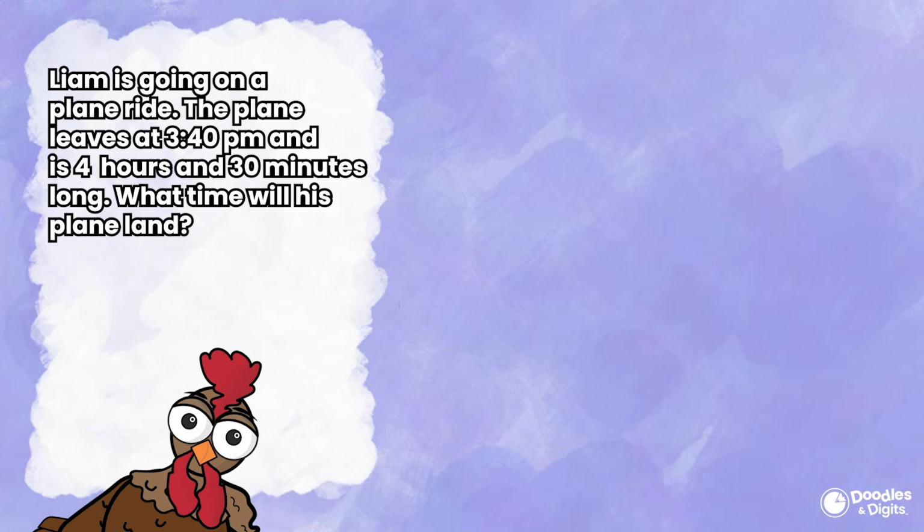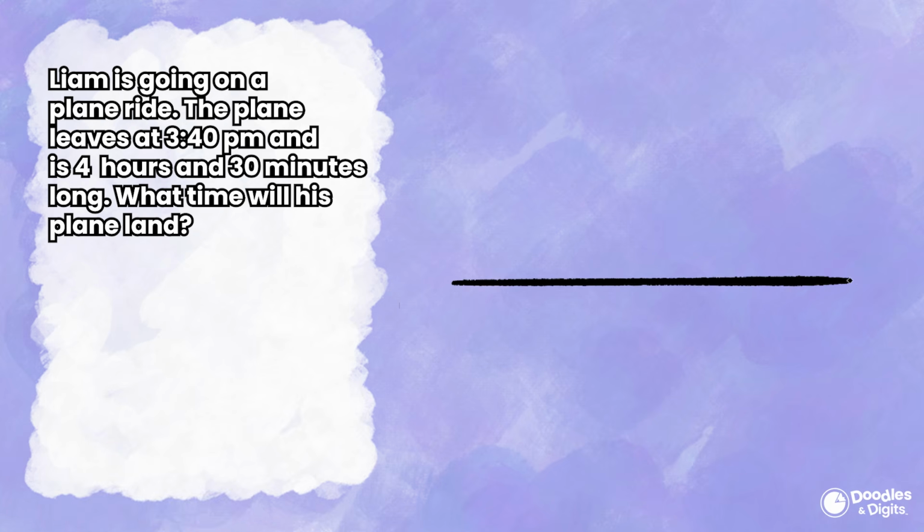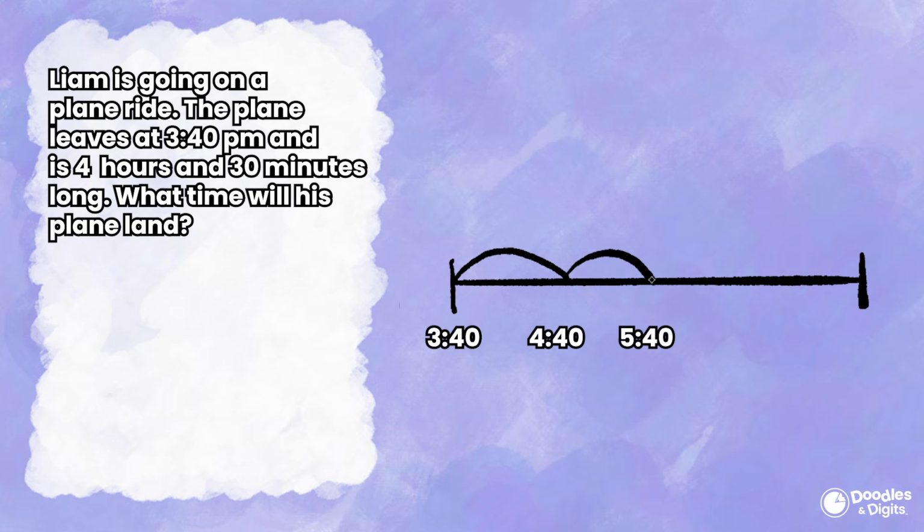Let's do a few more together. Liam is going on a plane ride. The plane leaves at 3:40 p.m. and is 4 hours and 30 minutes long. What time will his plane land? Let's draw another number line. All right, we're going to start at 3:40 p.m. and break down the 4 hours and 30 minutes because we know that's how long his flight will be. Let's start with the hours. I'm going to start at 3:40 and jump 1 hour, 2 hours, 3 hours, and 4 hours.